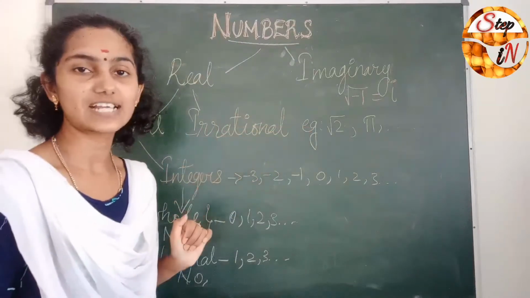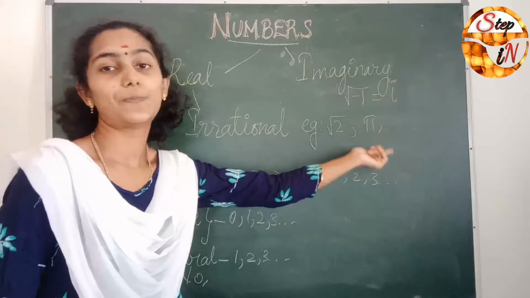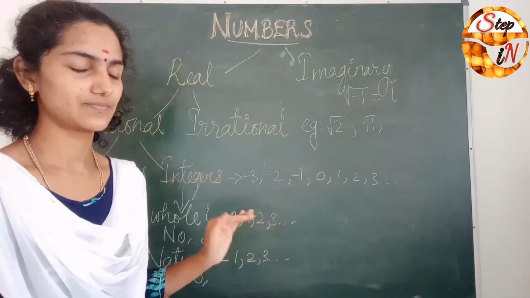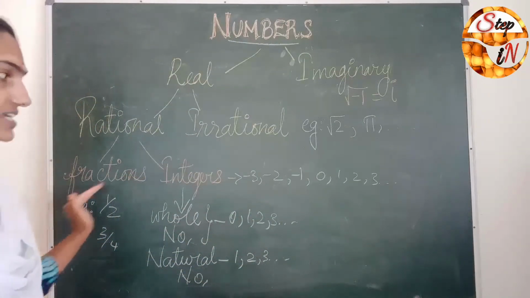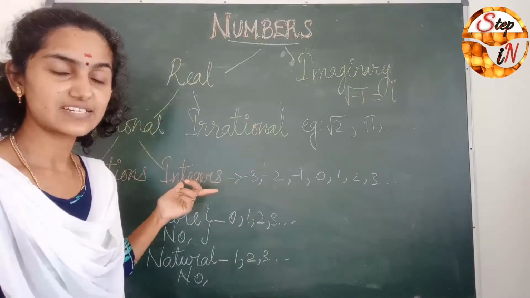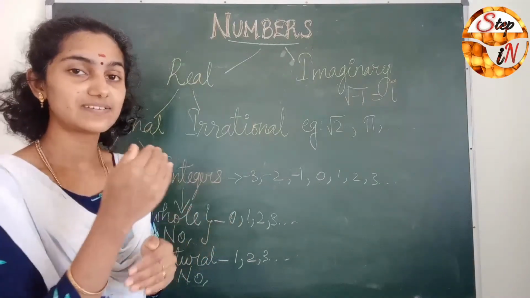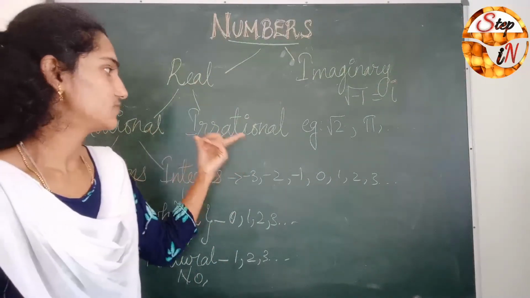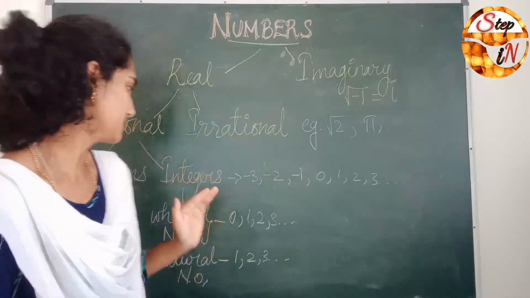And what about the irrational numbers? This is about root 2, pi. So what does this mean? The rational numbers can be fractions and integers. Any rational number is any number that can be written as a fraction, and that is called a rational number. Which cannot be written as a fraction is called an irrational number.